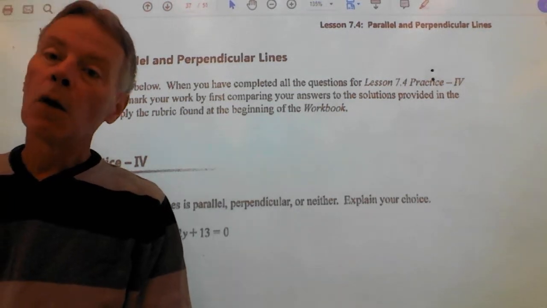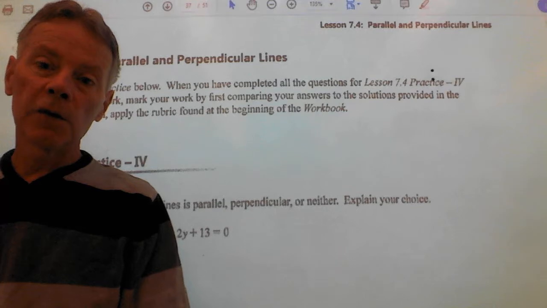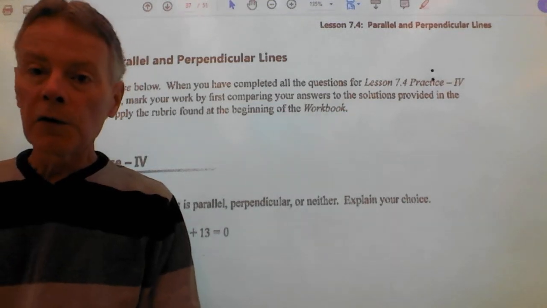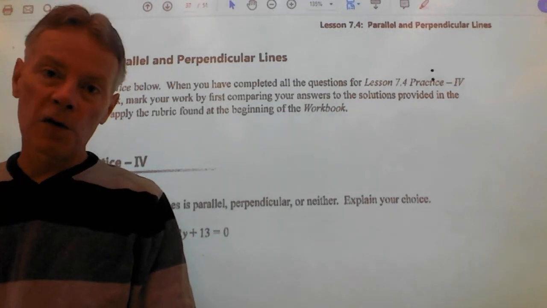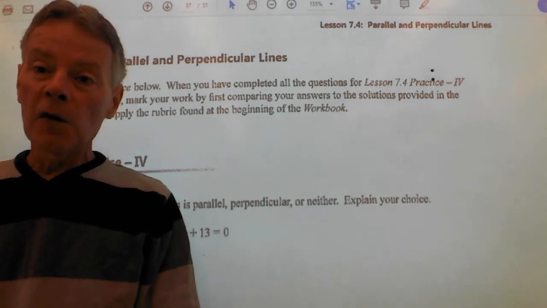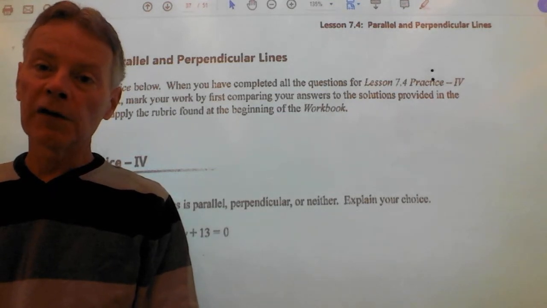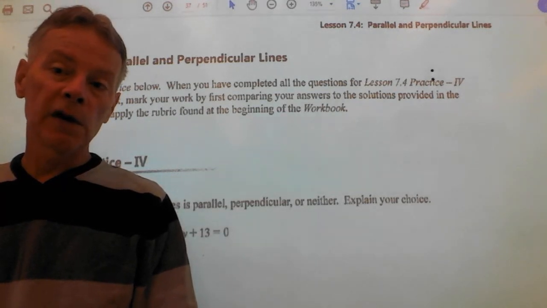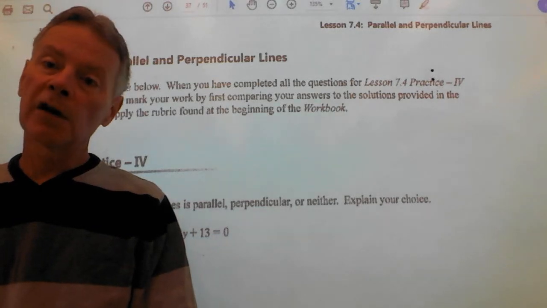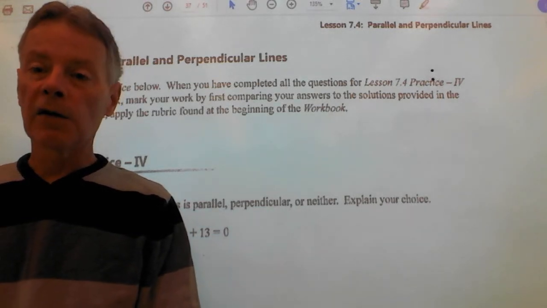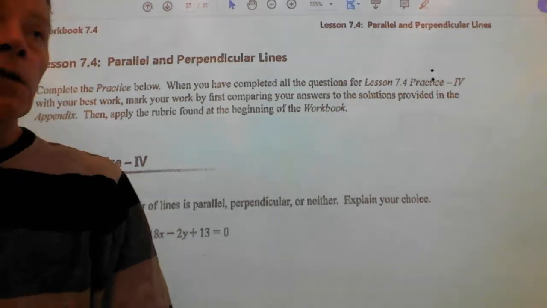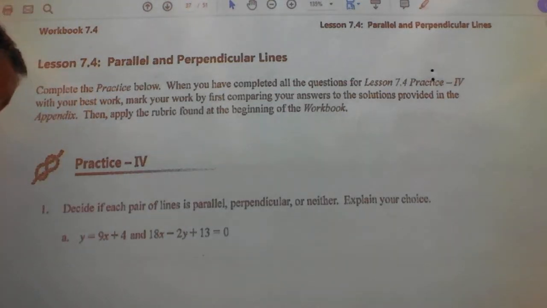Hey, welcome back. Today we are just going to quickly go through the practice section for 7.4 in your assignment booklets. That's the part about the parallel and perpendicular lines and how their slopes relate. So we'll get started.